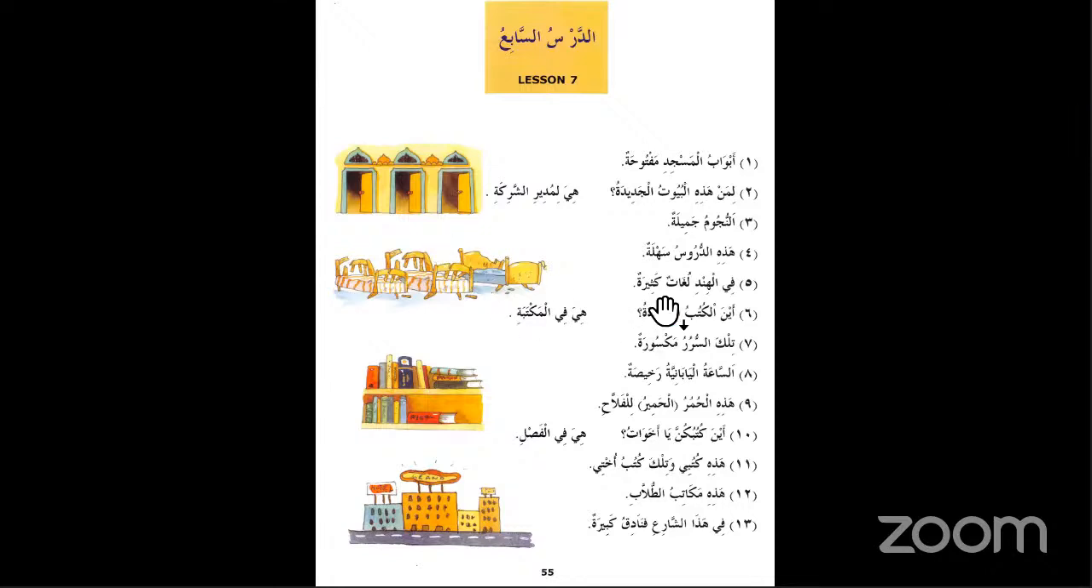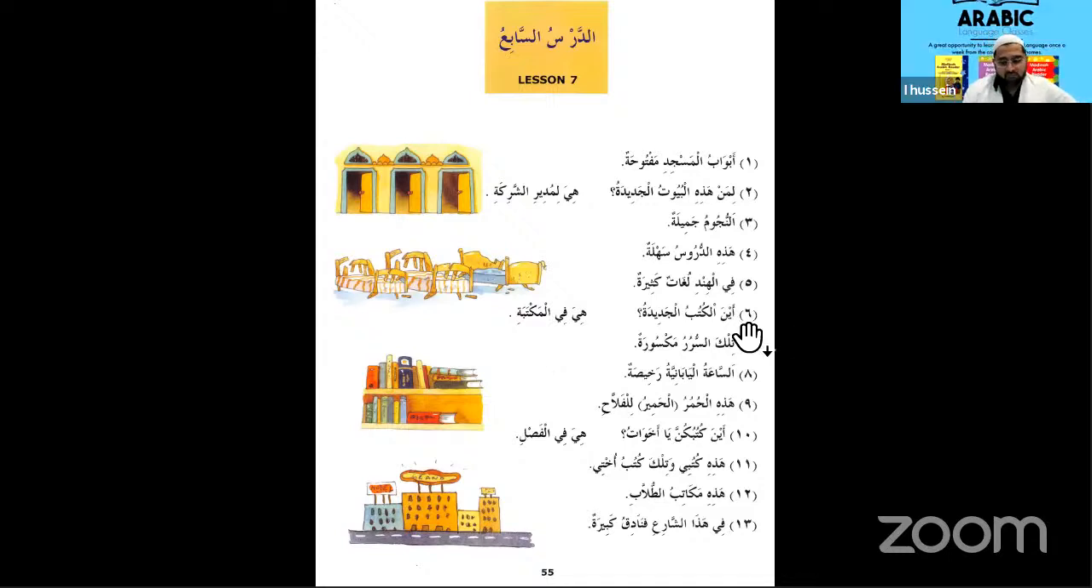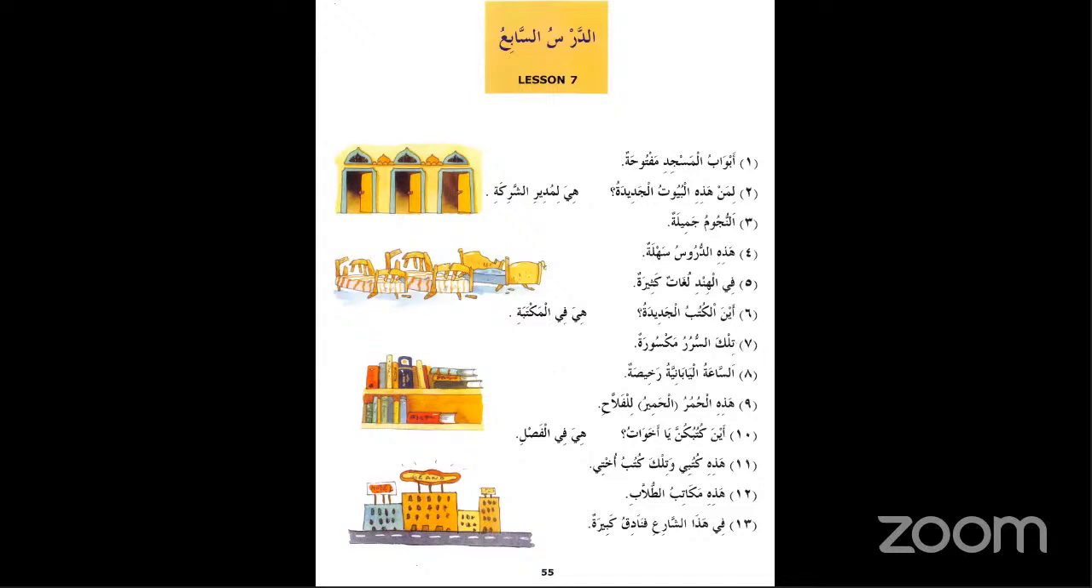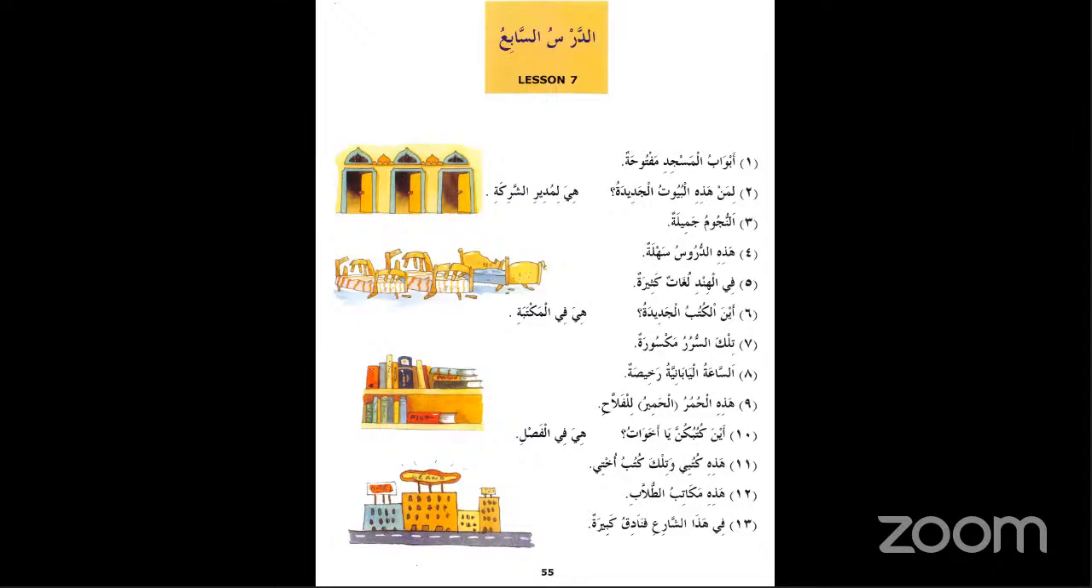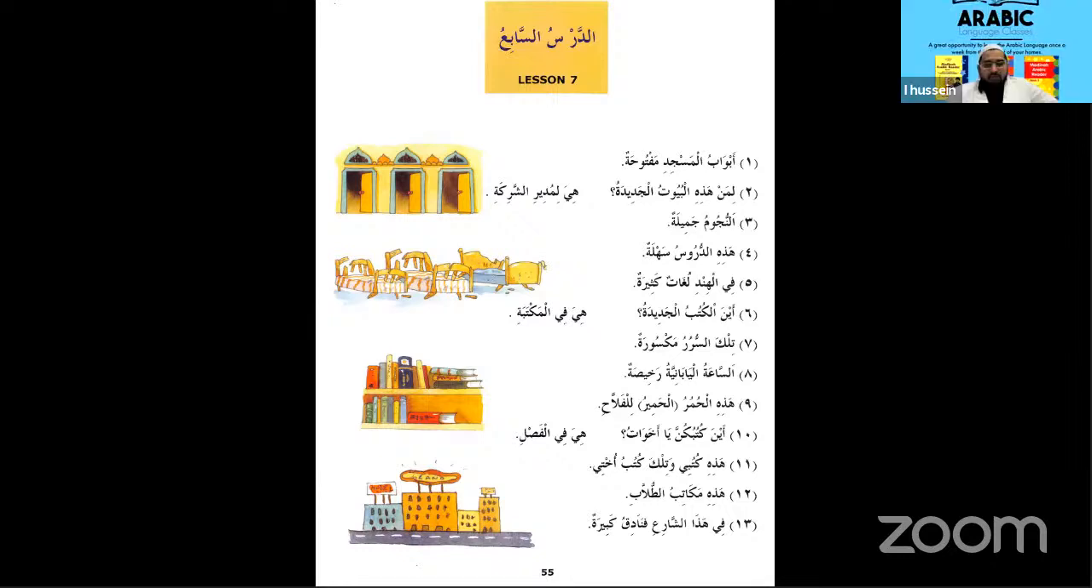Right. Okay, Sister Naeem Jafar, can you do number 6? Bismillahirrahmanirrahim. أين الكتب الجديدة؟ Where are the new books? Correct. So why is it al-jadidatu when kutub is plural? Kutub is plural, but it's a non-living thing, that's why we get jadidatun, the singular feminine. Correct. Excellent.